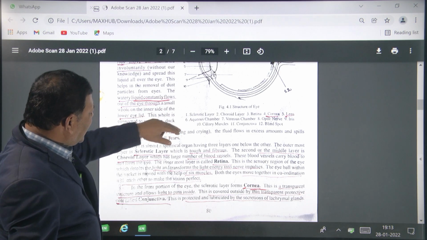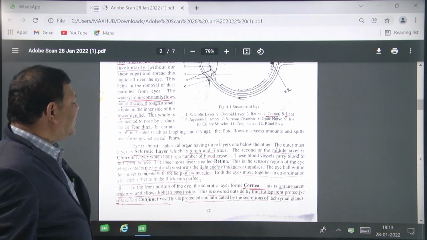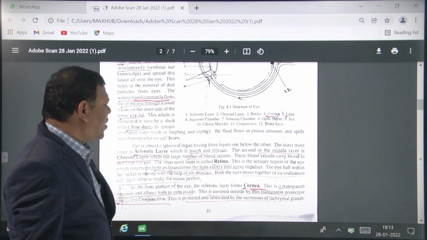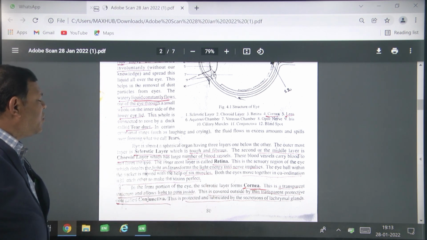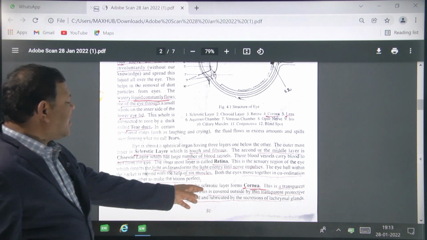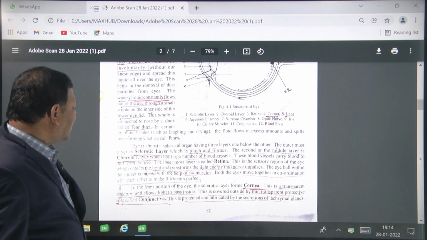Now coming to the point, in the front portion of the eye, the sclerotic layer forms into the cornea. This is a very transparent structure and allows light to pass inside. It is covered outside by a thin transparent protective coat called the conjunctiva.